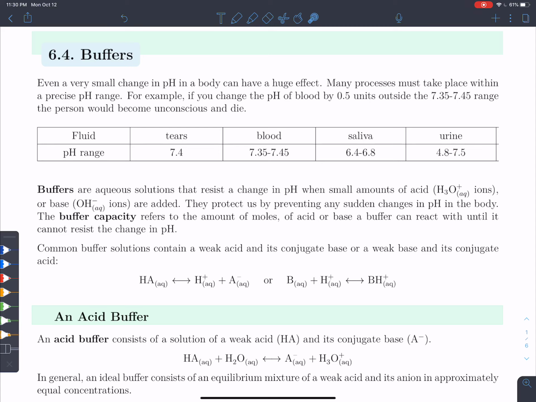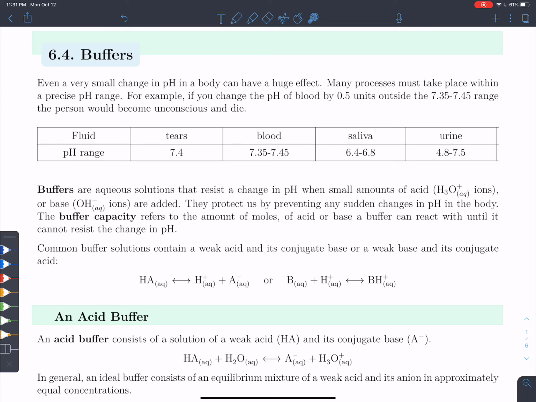Now, the main takeaway you want to get from what buffers are is that they're aqueous solutions that resist the change in pH when small amounts of acid or base are added. So when you start adding hydronium ions or hydroxide ions, you want to make sure that there's not much change in that pH range, so you're preventing any sudden change to the process that requires that buffer in order to exist. The buffer capacity refers to the amount of moles of an acid or base a buffer can react with until it can no longer resist changes to the pH.